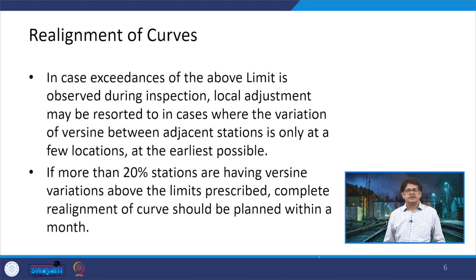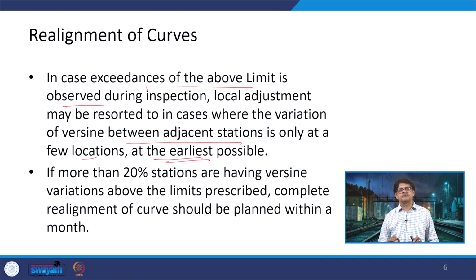In case exceedance of the above limits is observed during inspection, local adjustments are required to be done. And the variation of the Versine between the adjacent stations is only at few locations. So, in that case, as early as possible that local adjustment can be done, because it is happening at one Versine station and there is not a problem further. So, two adjacent Versine stations are facing an issue, we just adjust it locally.